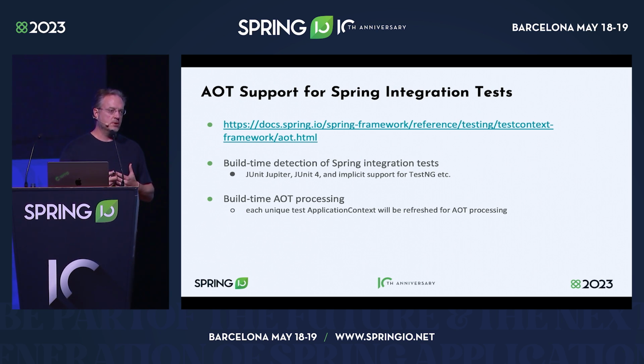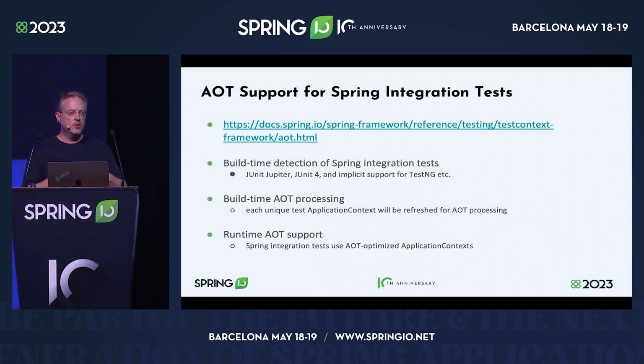If you're reusing the same application context configuration, we don't want to process it multiple times. But then we are going to process them for AOT, have some AOT artifacts generated, and then at runtime, when you run your test in what we call AOT mode, we're then going to use those AOT optimized application contexts.